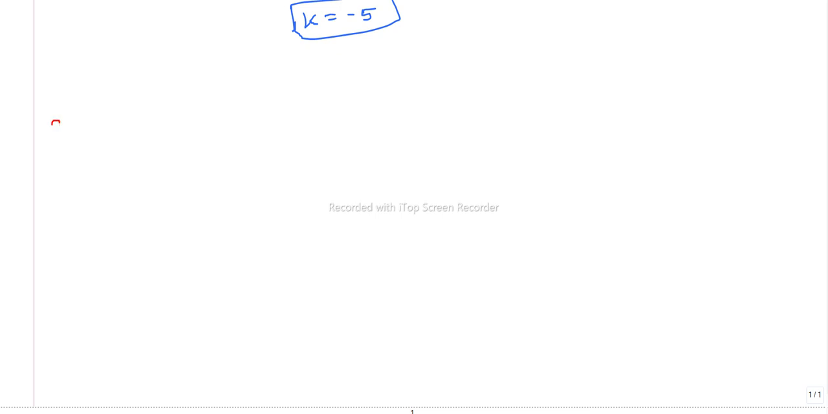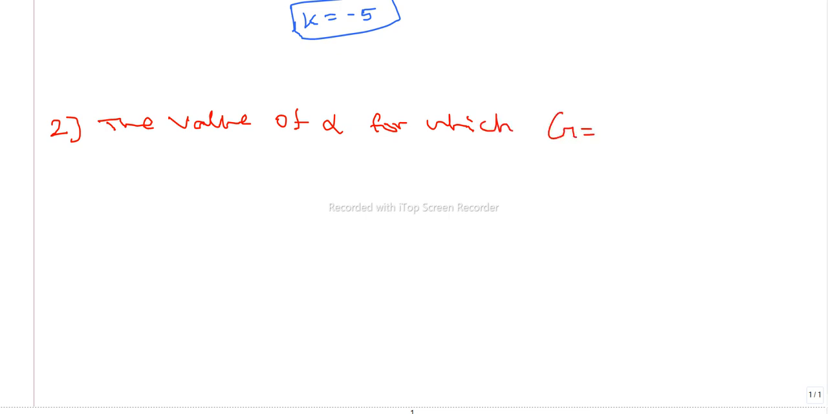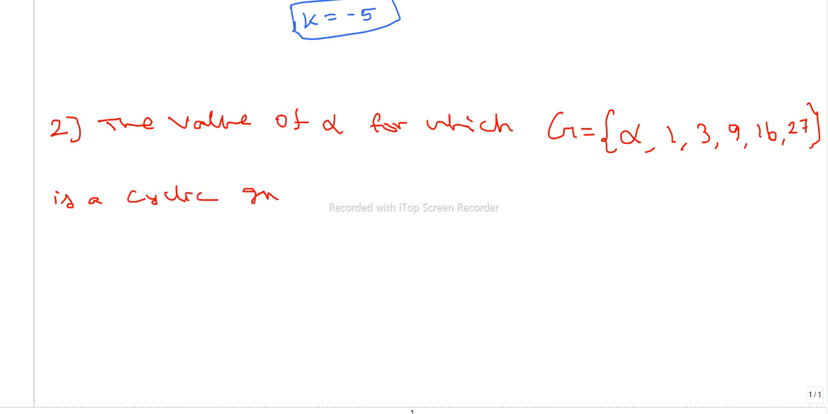Okay, so the second question: the value of alpha for which this set forms a group. The set G equals alpha, 1, 3, 9, 16, 27 forms a group, a cyclic group, actually, under multiplication modulo 56.